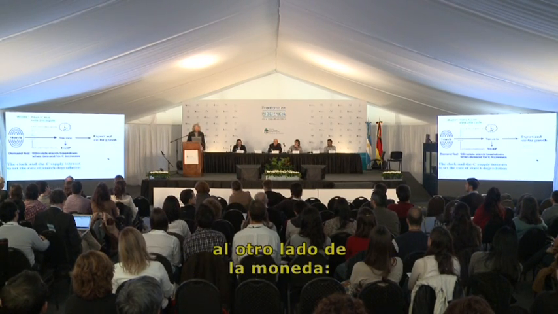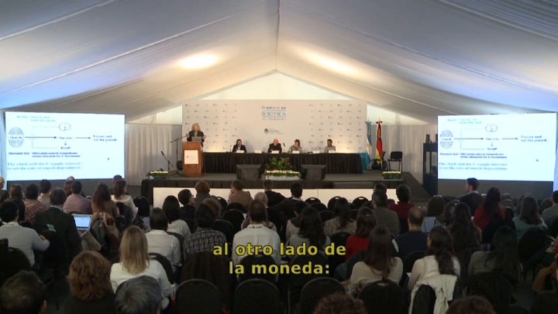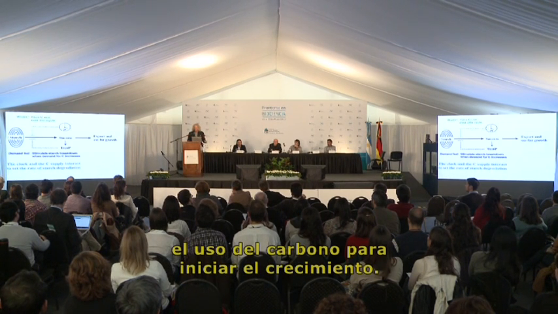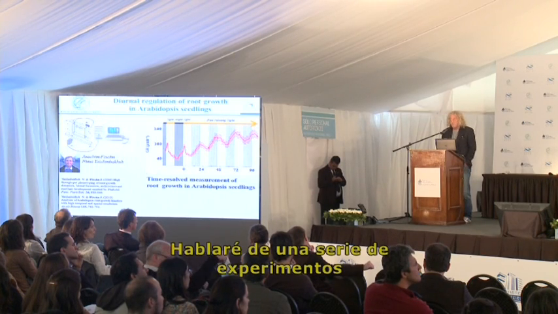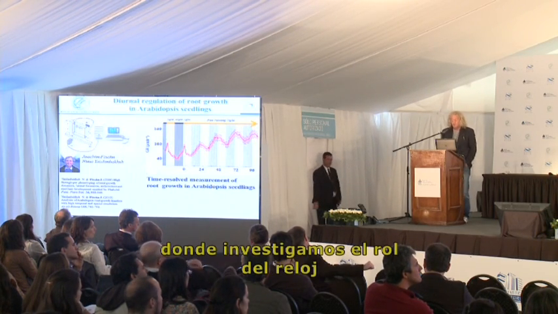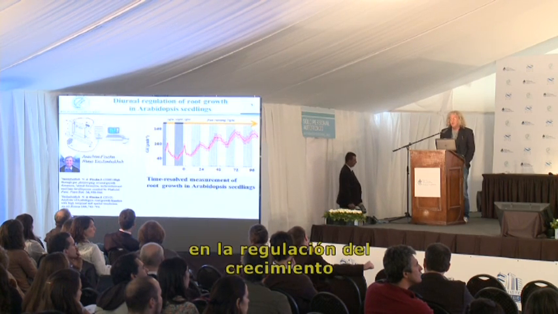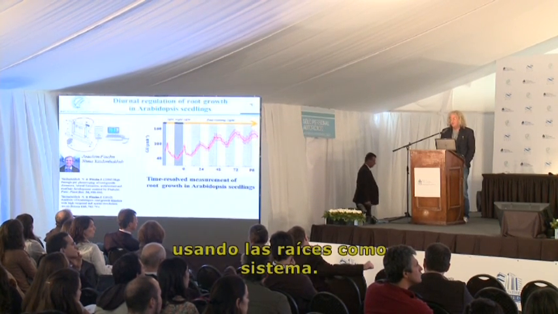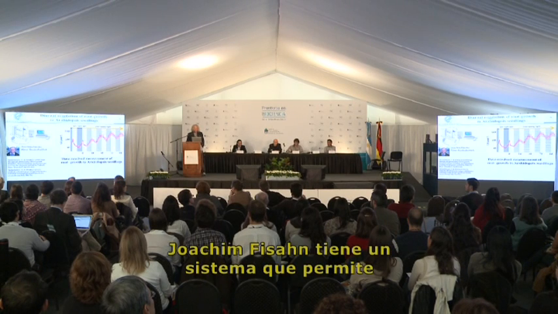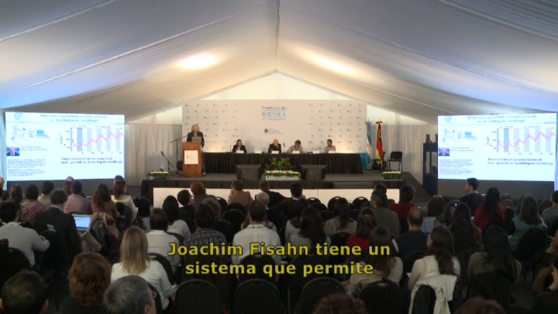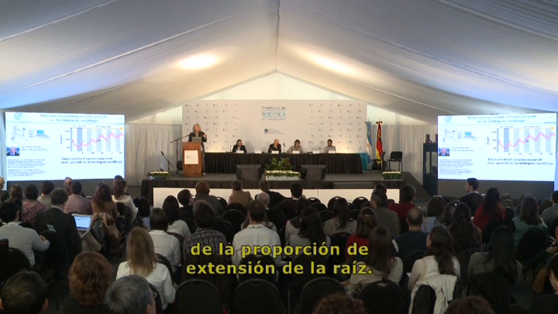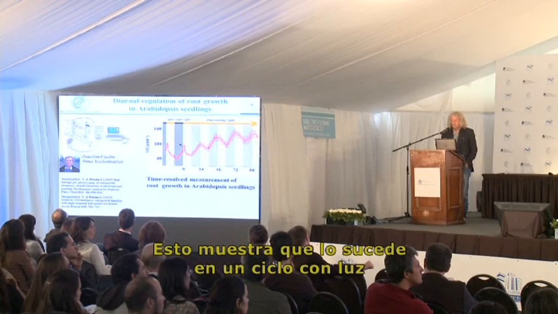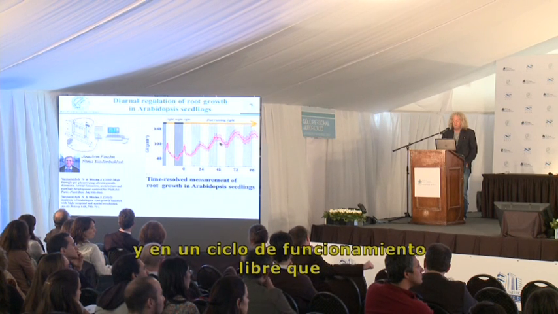But I now want to move on to the other side of the coin, the use of the carbon for growth. So it's being exported and used for growth. I'm going to talk now about a series of experiments where we're looking at the role of the clock in regulating growth using roots as a system. Joachim Fizan set up a system which allowed very good temporal and spatial measurement of the rate of root extension. And this shows what happens in a light-dark cycle and then in a free-running cycle.